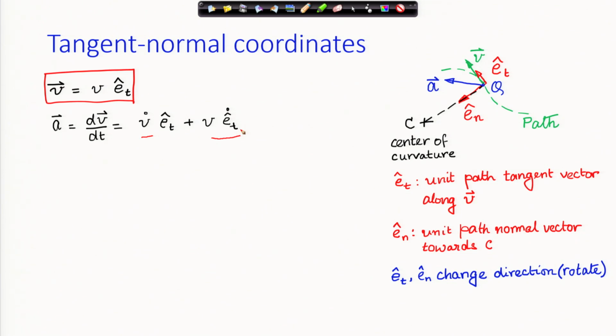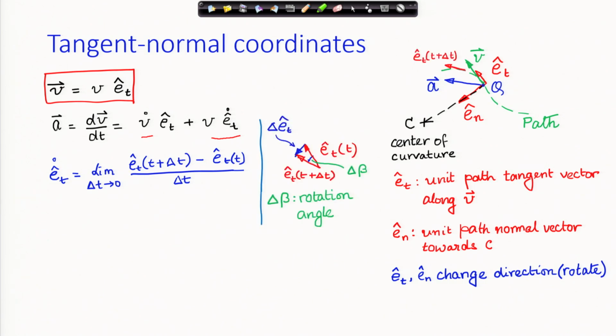So, let us do that. E_t dot can be defined simply as the limit as delta t tends to 0 of E_t at t plus delta t minus E_t at time t, divided by delta t. Now, how do I do that? Here I have shown first, let us look at this figure.